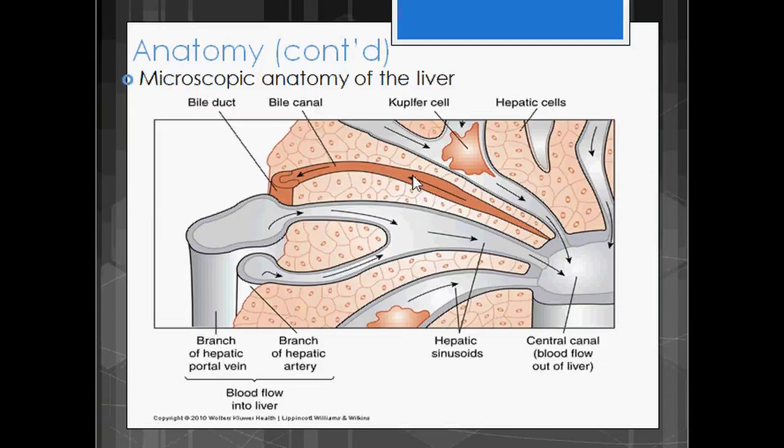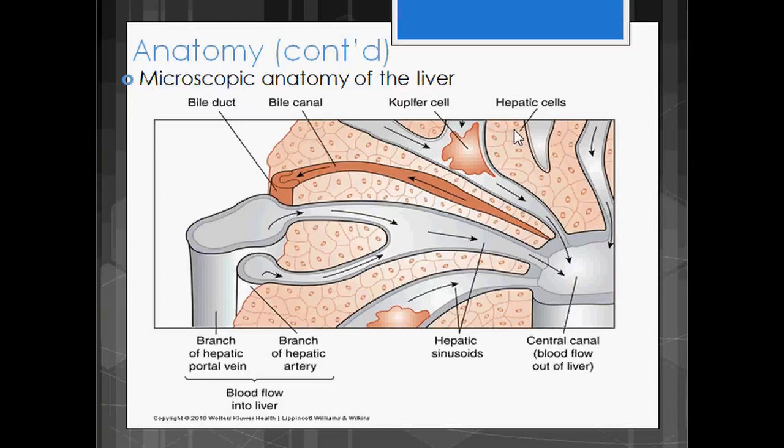We have the hepatocytes. Here is a more detailed structure of the lobule on the edge part. This is what I am referring to as the portal triad: the bile duct, the portal vein, and the hepatic artery. The hepatocytes, as you can see here, are labeled as the hepatic cells. These hepatocytes make up about 80% of the total volume of the liver.